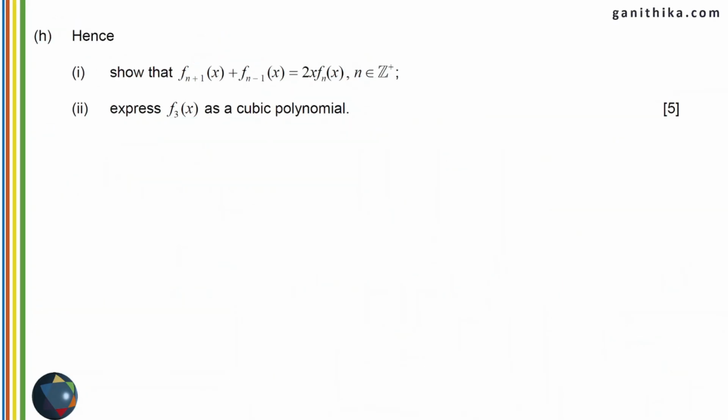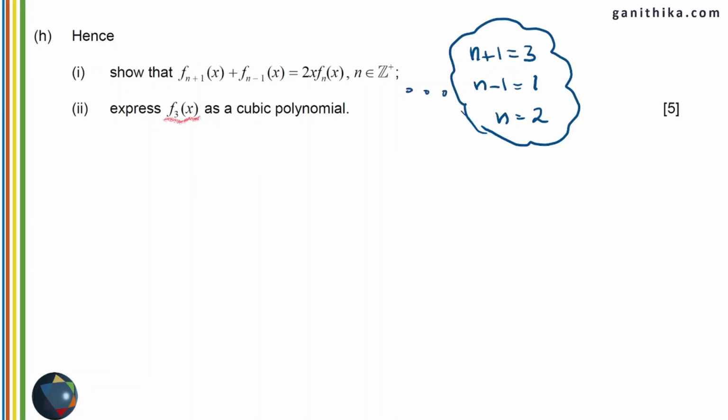Going to the next part of question H, express F3 of x as a cubic polynomial. We have been told that F3 of x can be expressed as a cubic polynomial. In order to express it as a cubic polynomial, you were given question G and question H1 as a guiding question. So here you want F3 of x. Therefore, making n plus 1 as 3, n minus 1 as 1 and n equal to 2 in the previous question, you can write this as F3 of x plus F1 of x is equal to 2x F2 of x.